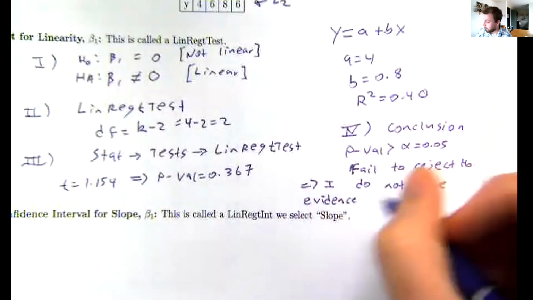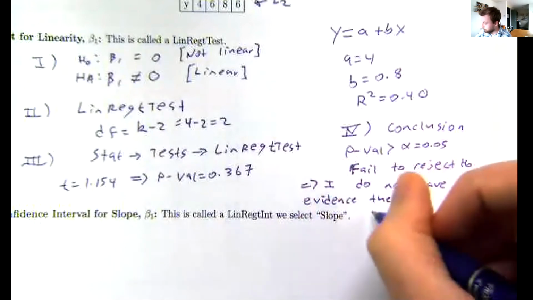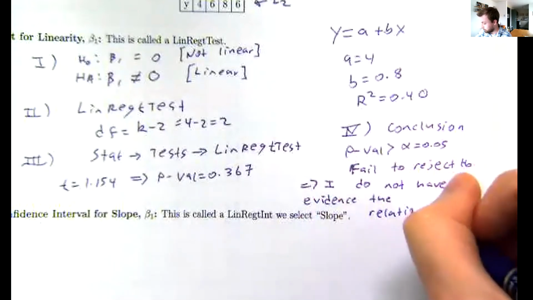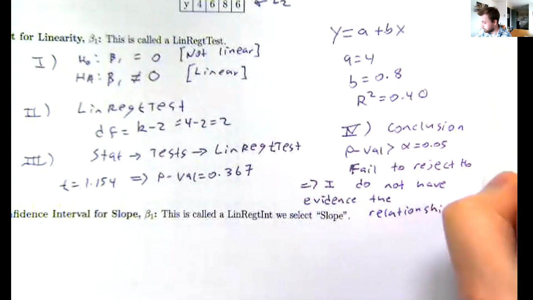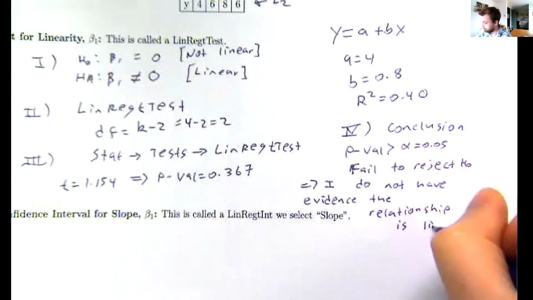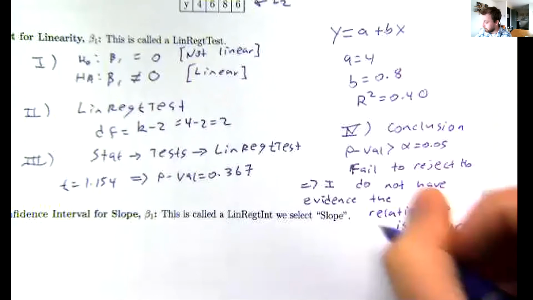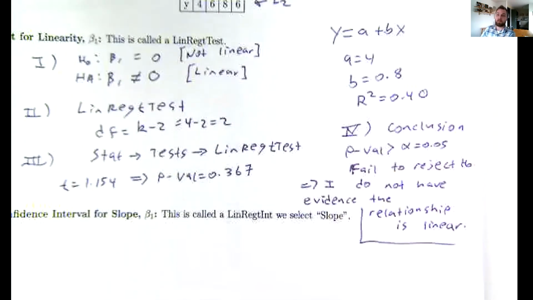So I do not have evidence the relationship is linear. In other words, if I were to try to figure out what's going on with the slope, the line's just varying way too much for me to figure out exactly how to use this thing to make predictions. I don't have something stable. I do not have evidence of linearity.